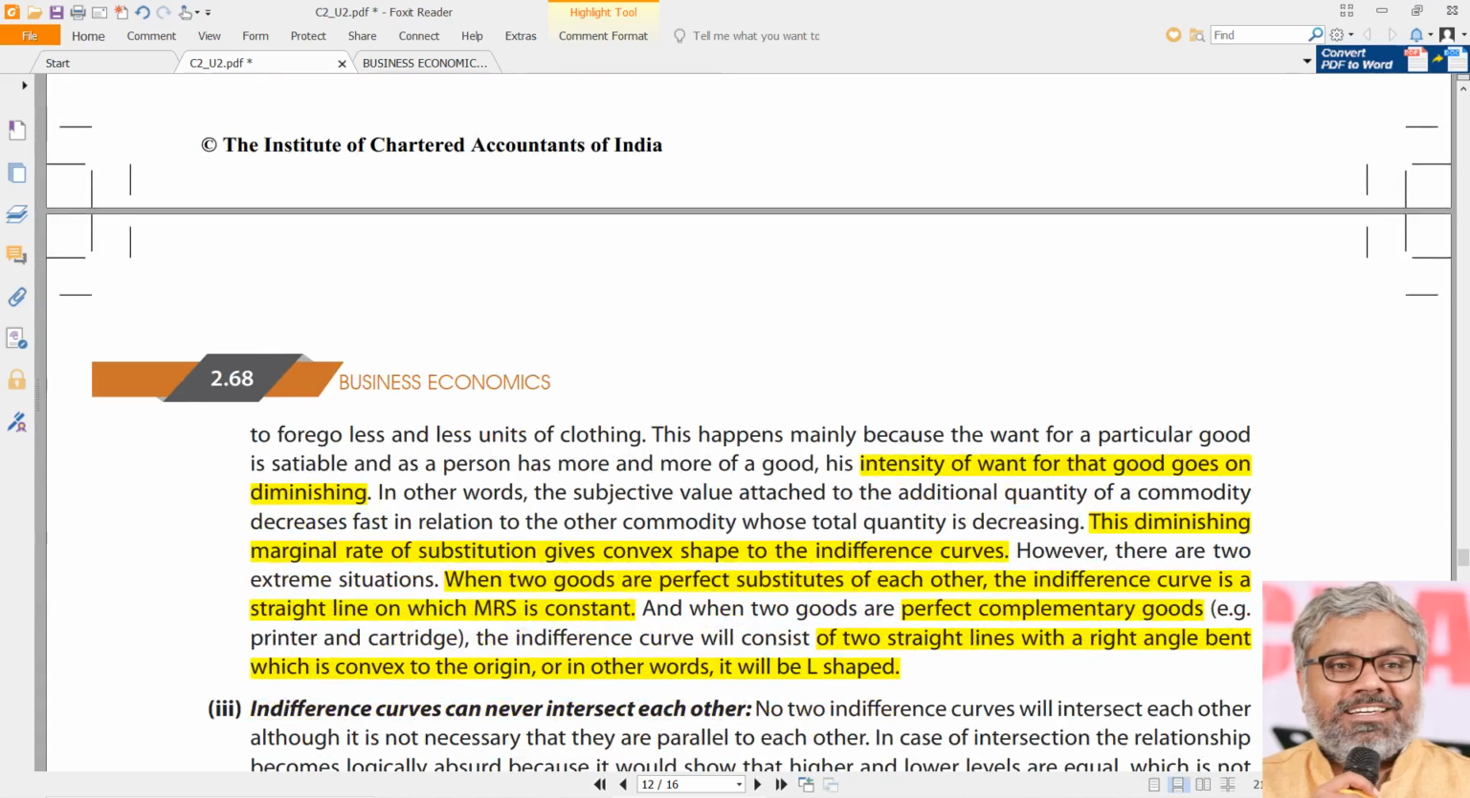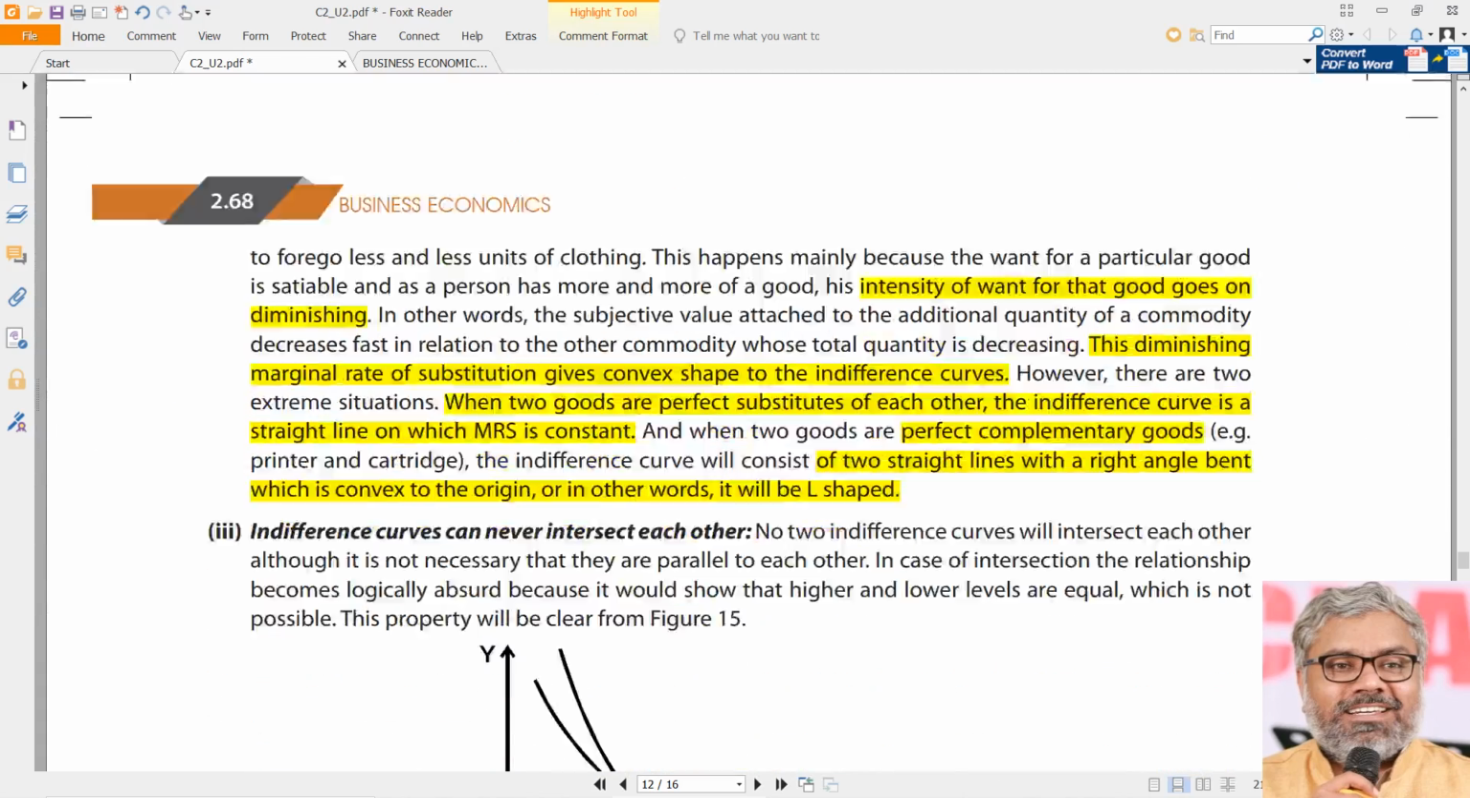In case of complementary commodities, how will the marginal rate of substitution be? That is infinite, that is a problem. So it can be either 0 or infinite. So that is undefinable, which requires more mathematical application to derive, which we don't need to do.